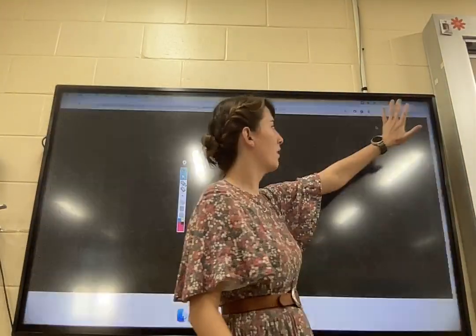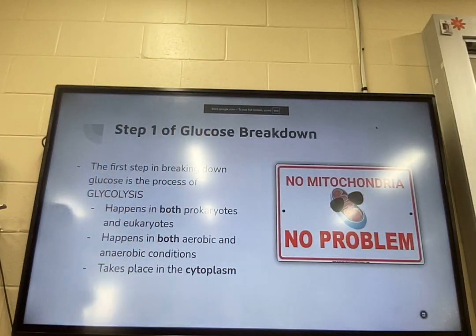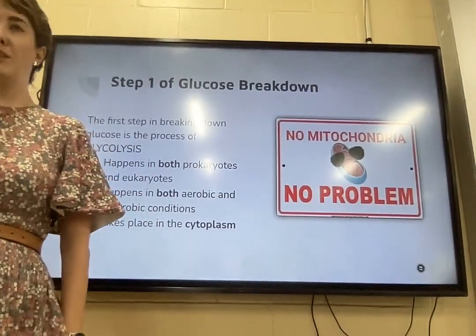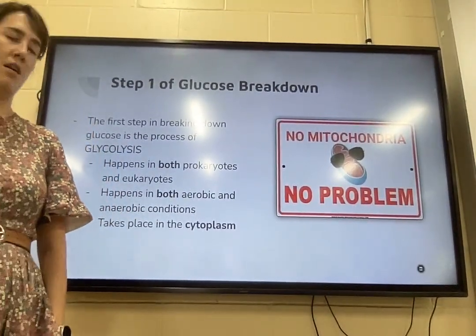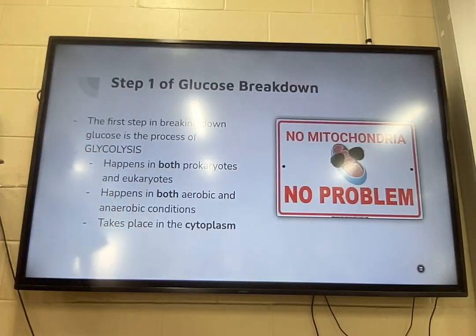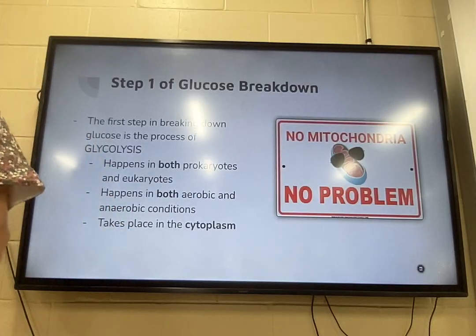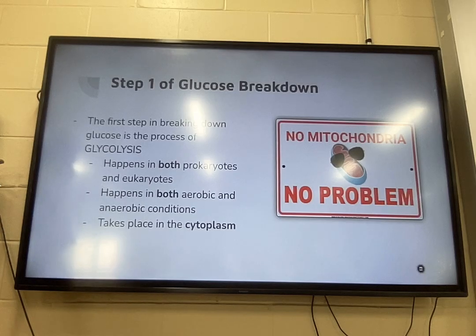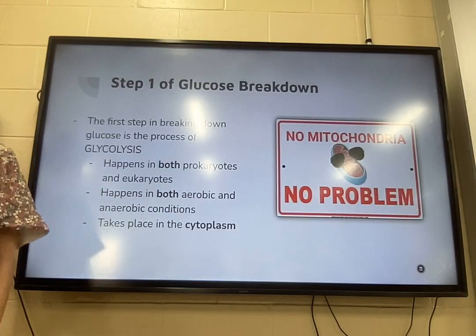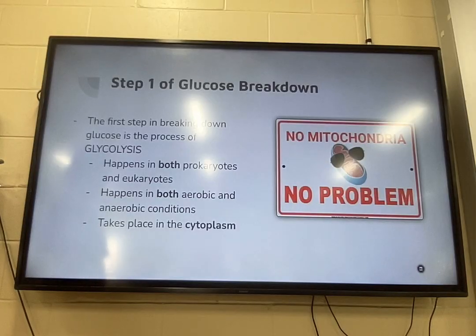So, in the process of breaking down glucose, whether or not you have oxygen, whether or not you have mitochondria, you are going to do the same thing. You are going to do glycolysis, whether you are a prokaryote or a eukaryote that does have mitochondria. Regardless of if oxygen is present or not, the first step in the breakdown of glucose is always glycolysis. Glycolysis happens in the cytoplasm, so you don't need organelles in order to do this. You don't need a membrane-bound organelle. So anybody can do this, any kind of cell can do this. So no matter what glucose shows up, the very first step in the breakdown of it is going to be glycolysis.